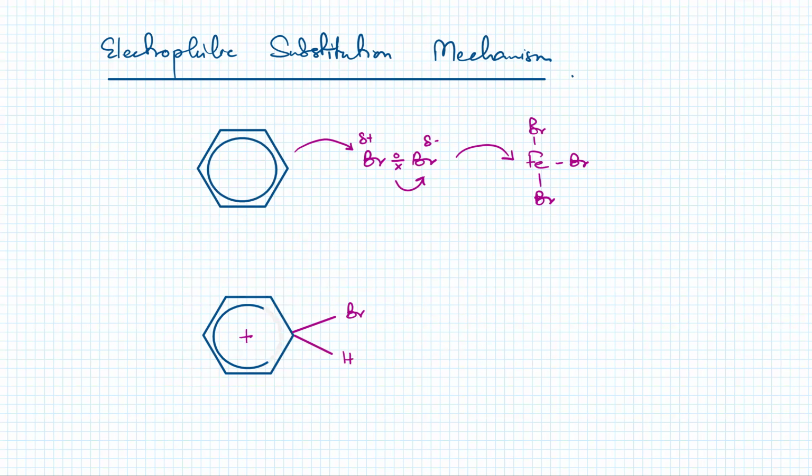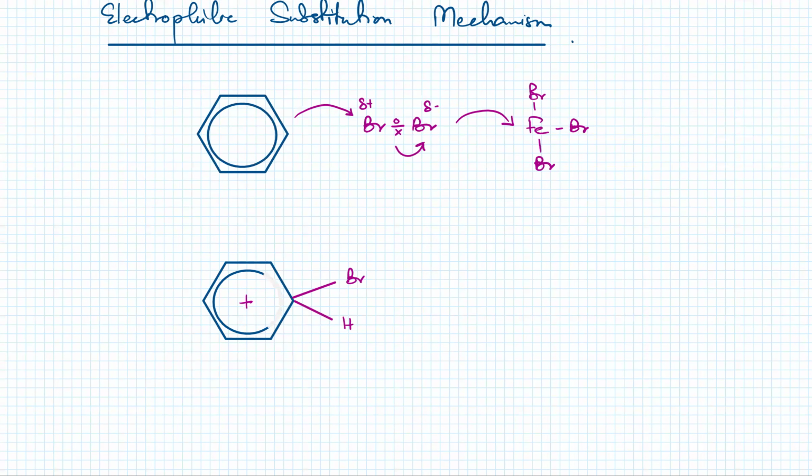So that's going to be your benzene turning into an intermediate. And the FeBr3 is now FeBr4 with Br datively bonding to Fe. And that's -1.